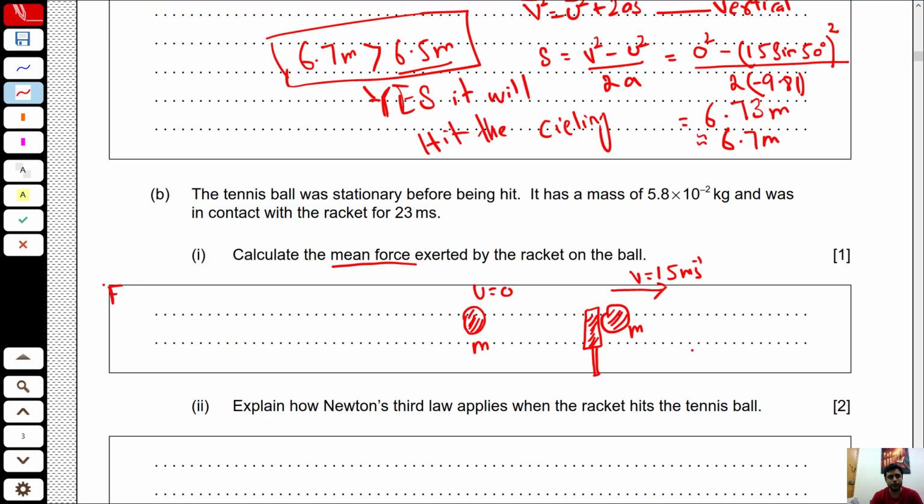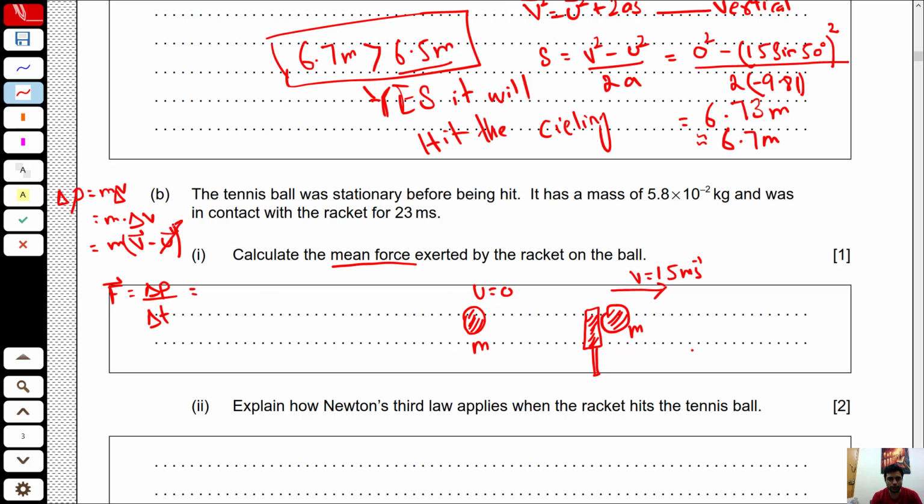So we have the resultant mean force acting on the ball is rate of change of momentum, so delta P over delta T, and you know that momentum is equal to mass times velocity. Change in momentum is due to change in velocity, right? So it's mass times change in velocity. So change in velocity is final velocity minus initial velocity, and also remember that velocity is a vector quantity. In our case, the initial velocity is 0.